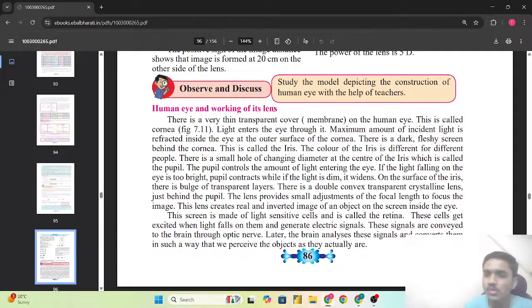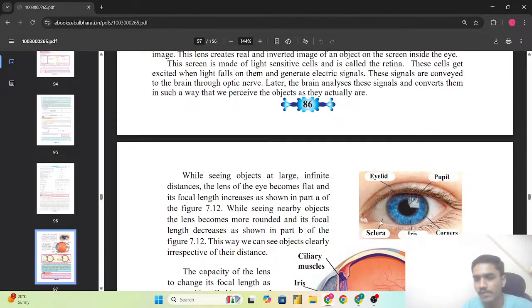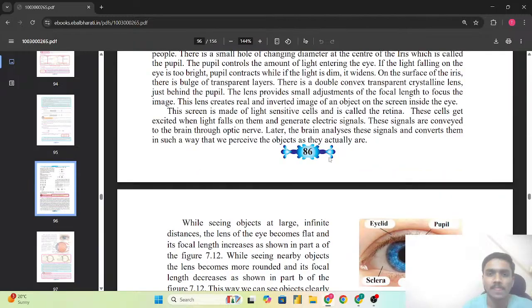So there is a dark fleshy screen behind the cornea. This is called the iris. The color of the iris is different for different people. As we can see in the image given here, this is called the iris. This is the pupil, eyelid, sclera and cornea.